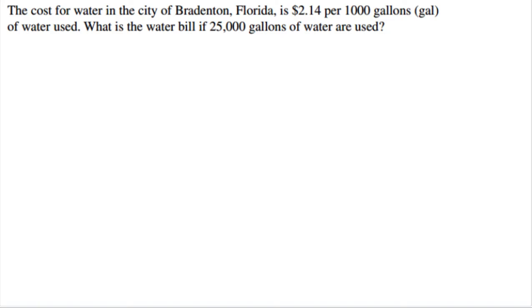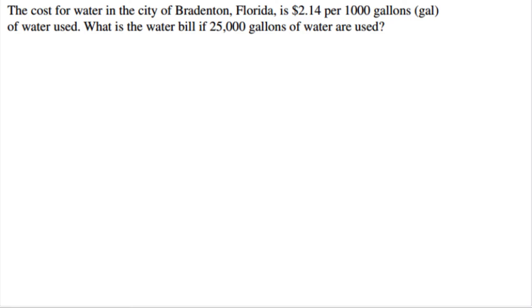Okay, so here are two examples about proportion, how to solve the problems in real world situations. One, the cost for water in the city Bradenton, Florida is $2.14 per 1,000 gallons of water used. What is the water bill if 25,000 gallons of water are used?